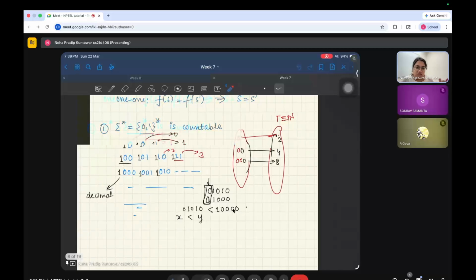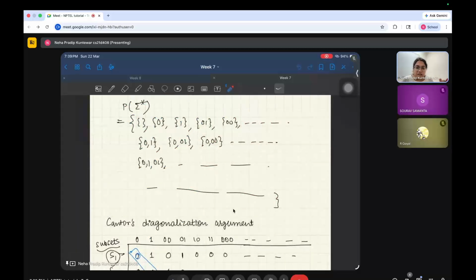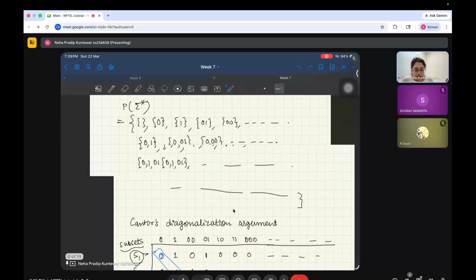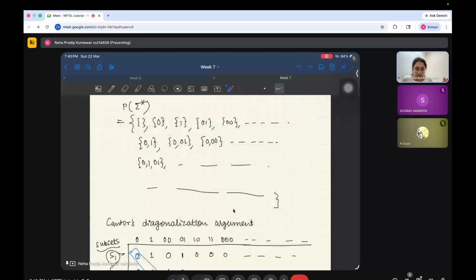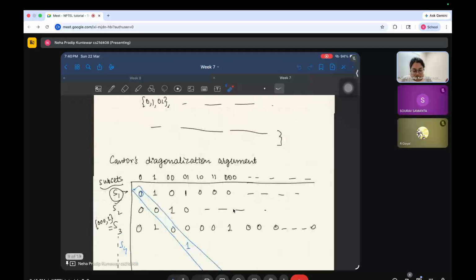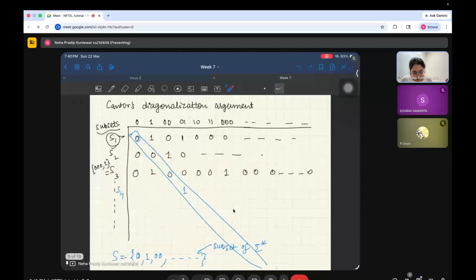But if you want to show that something is not countable, that means there cannot exist any bijection like this. Then how will you do that? Because there are so many functions, uncountably many. For each of them we cannot show that this does not work, this does not work, therefore the set is uncountable. So one trick that we know for showing that a set is uncountable is the diagonalization argument by Cantor.